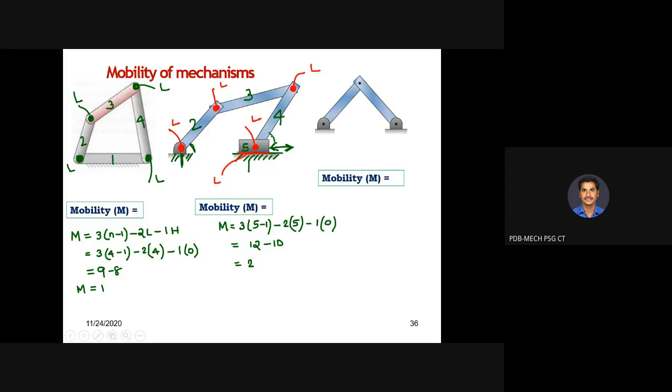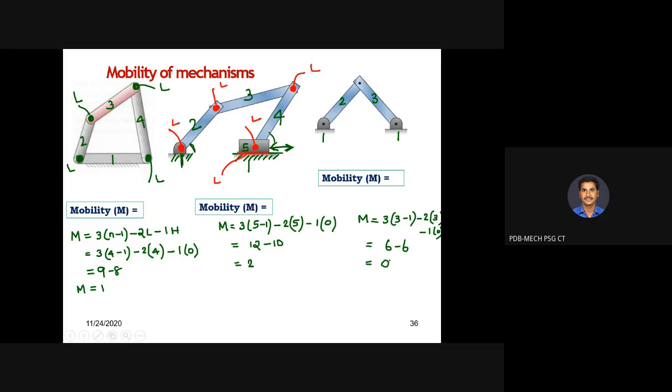Now moving to this one. How many links are we having? 3 links, sir. Frame is assumed to be link 1. This is link 2 and this is link 3. So if you apply the formula, what will come? 3 into (3 minus 1) minus 2 into lower pairs. How many are there? 3 lower pairs, minus 1 into 0. So 6 minus 6. Yes, sir, 0 comes.